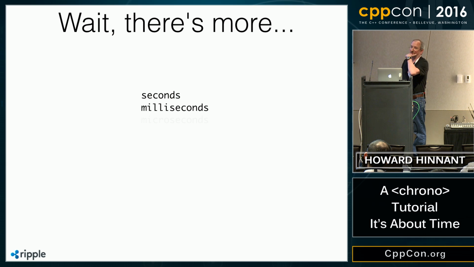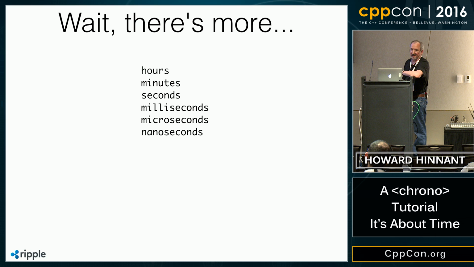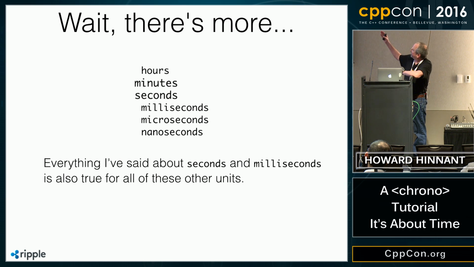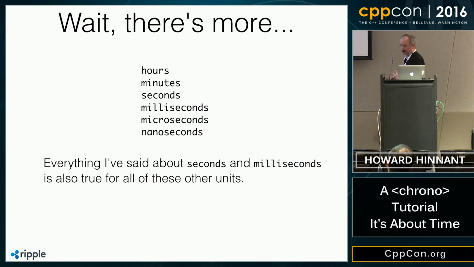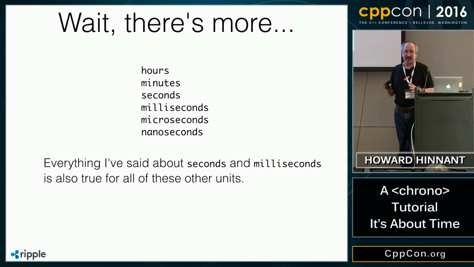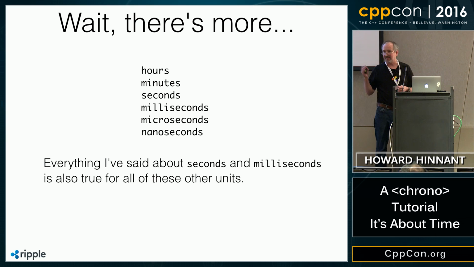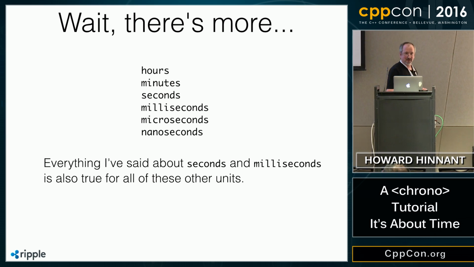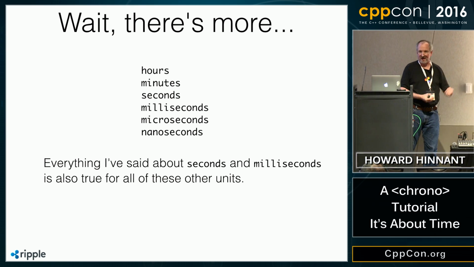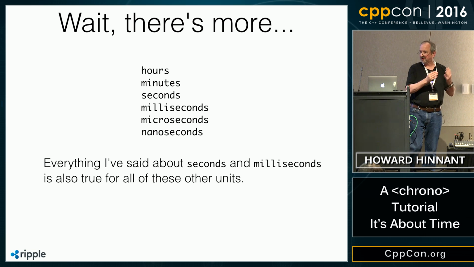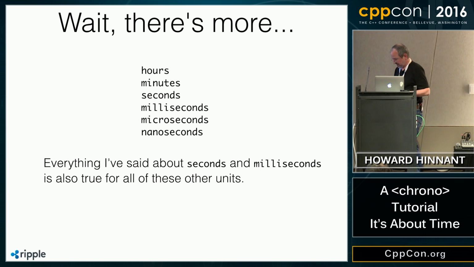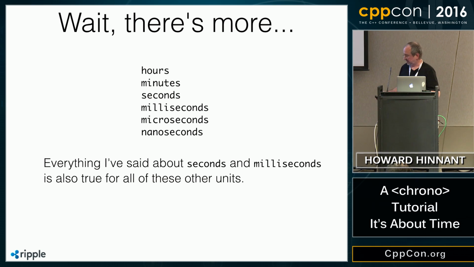Now, so far, we've only talked about seconds and milliseconds. We can handle more units than that. We have a few more units than that in the chrono library. We've got everything from nanoseconds to hours. Now, everything that I've told you about seconds and milliseconds is exactly true for all these other units as well. So there's not that much more to learn. They all interoperate with each other exactly as I've described with the seconds and milliseconds. They'll implicitly convert from coarse to fine. And if you need to go from fine to coarse, you need to use duration_cast. And they all work together seamlessly.